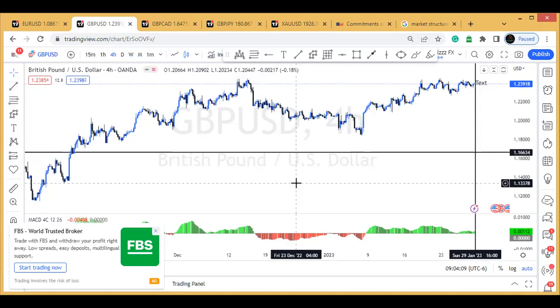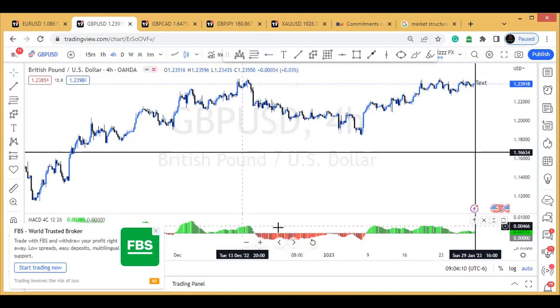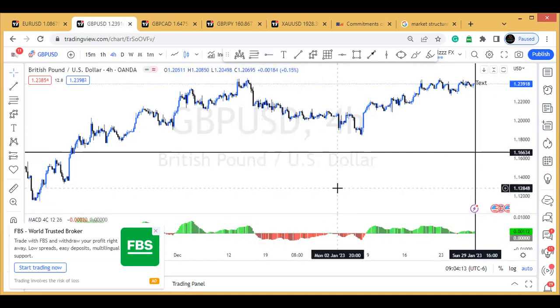And there's a particular MACD I make use of on TradingView. It's called MACD 4C. All MACDs work the same way. Don't get me wrong, all MACDs work the same way. But this is just a personal preference. That's why I'm choosing this.